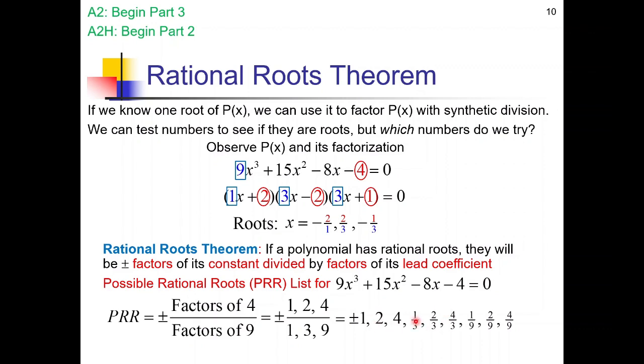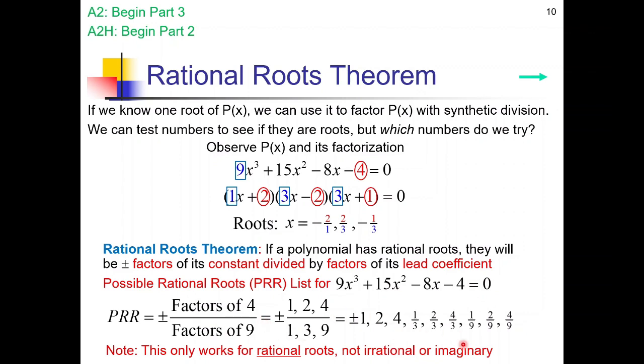So if I were going to try to start plugging numbers in to figure out one of the roots of this polynomial, I would limit myself to this list. And if I didn't get anything on this list to work, then I would assume that there was no rational roots. So this is kind of handy. There is one little catch though. This reasoning only works for rational roots. It's not going to catch irrational or imaginary roots, which you may very well have.